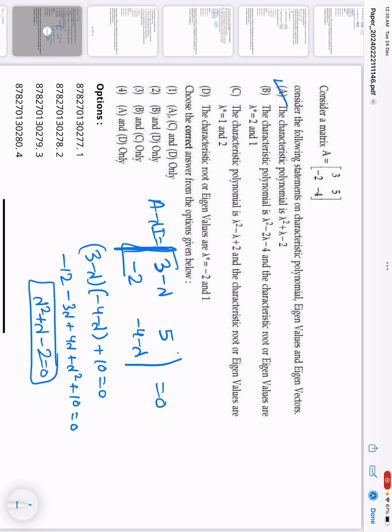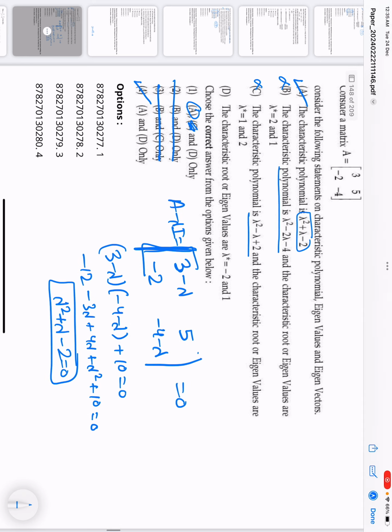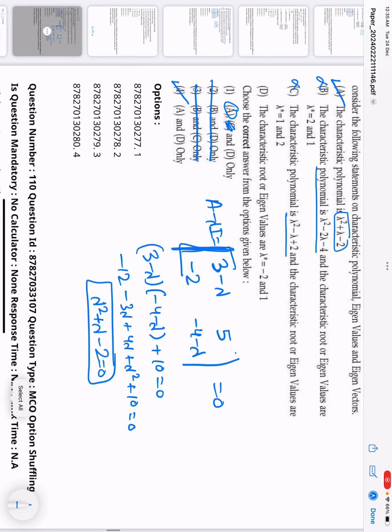Okay, so this is right. Polynomial is this. This is wrong. This is not the same as this, the signs have changed. So we are left with A and D only. A was right, so we have already eliminated this option. Since B and C were wrong, this would be eliminated. We are left with D. If you solve it, you will get the lambda values as minus 2 and 1.